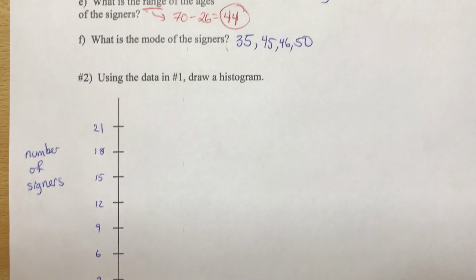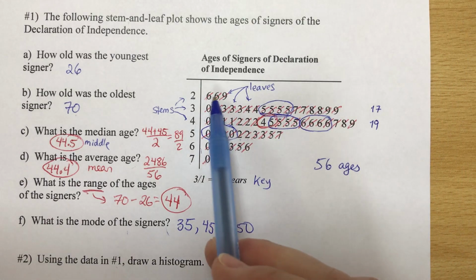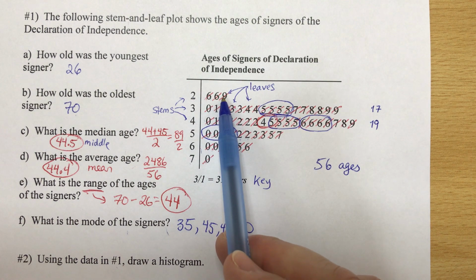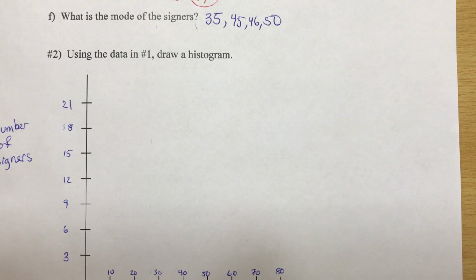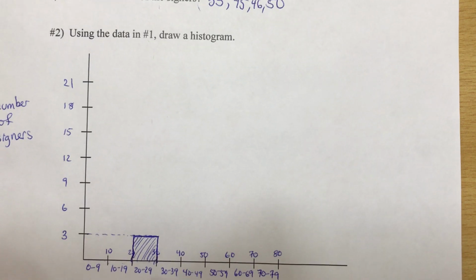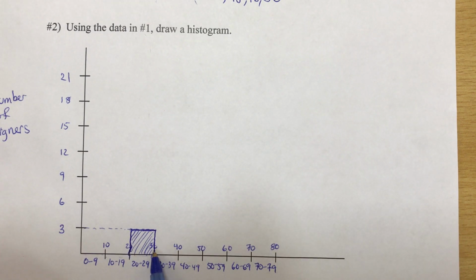So here's what we're going to do. We're going to start with the 20s. We had 3 people in their 20s. So we're going to come down here. Here is 20 to 29. And we're going to go up to 3. I'm going to draw a little dotted line here. If you use a ruler, that's probably the best way to go. I'll use a dotted line to approximate. So there's 3 people in their 20s, and I'm going to shade that in. So from 20 to 29, we're not including 30 yet, okay?